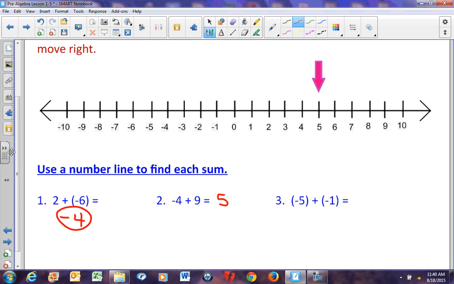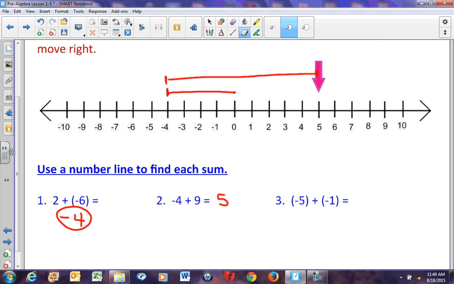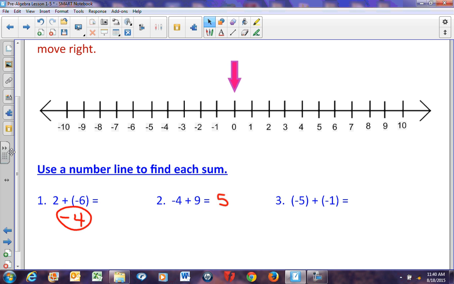Again, to show that on the number line, because you don't have a fancy little number line with movable things, I can start out at 0, and I go from 0 to negative 4. And then from negative 4, I go positive 9, so I go all the way back over here, and I end up at 5. Either way works, and it shows the process of how you use a number line to add integers.